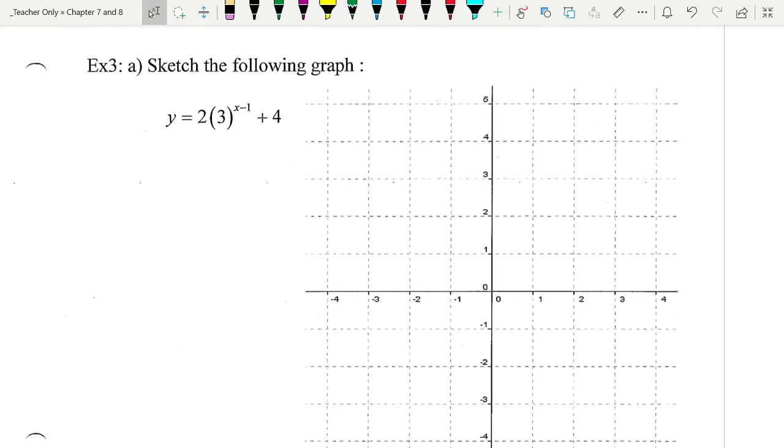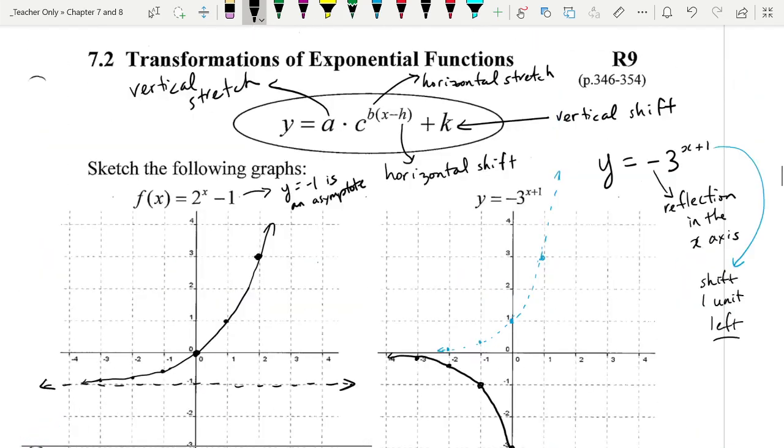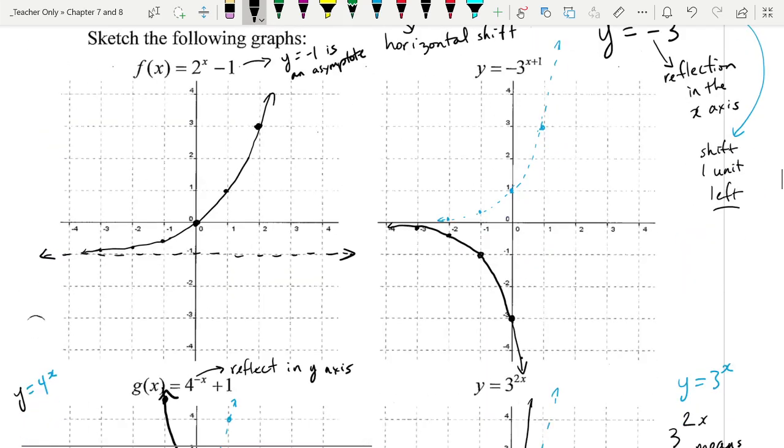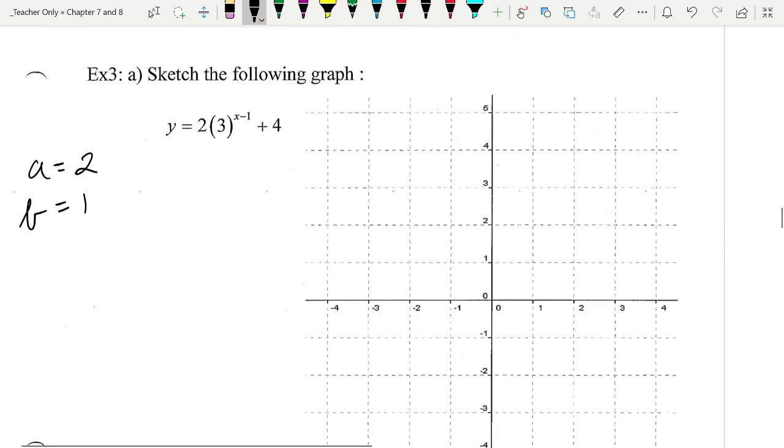Okay, so we've got ourselves an A value, a B value. Actually, no, we don't really have a B value. B is still 1. I've already forgotten. What do we use? Yeah. C, remember C in this case is my base, right? So the base here is 3. My H value is positive 1, right? Because I'm minusing H. And my K value is 4.